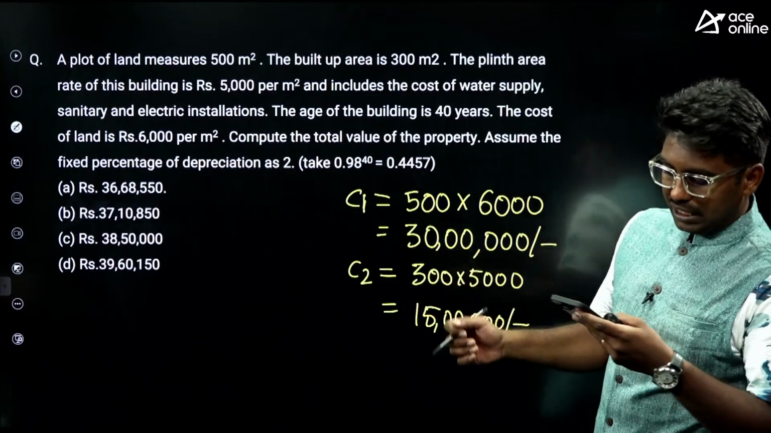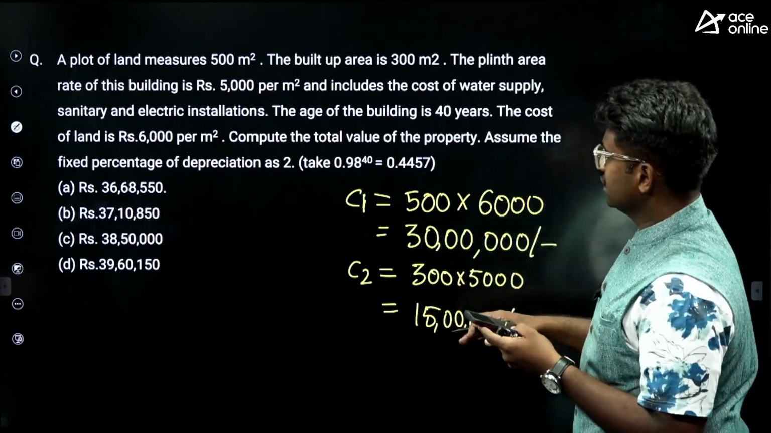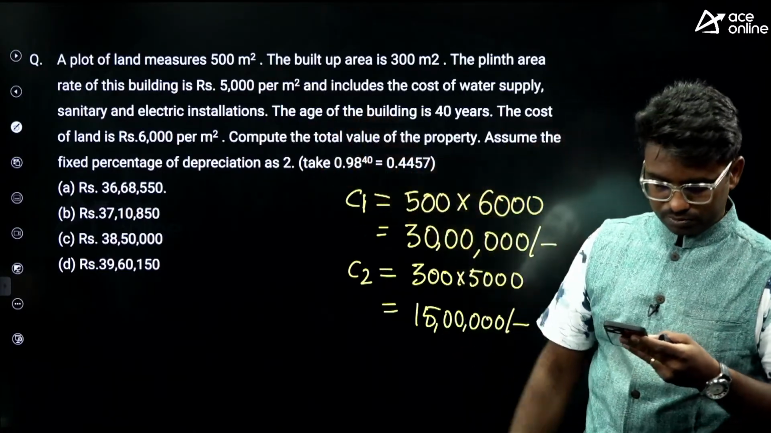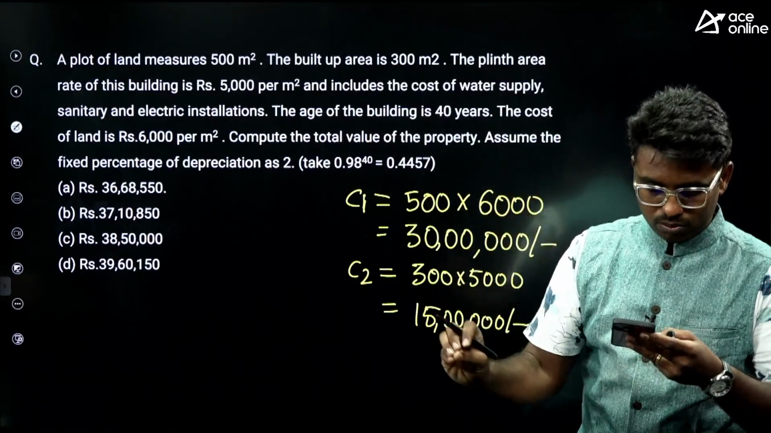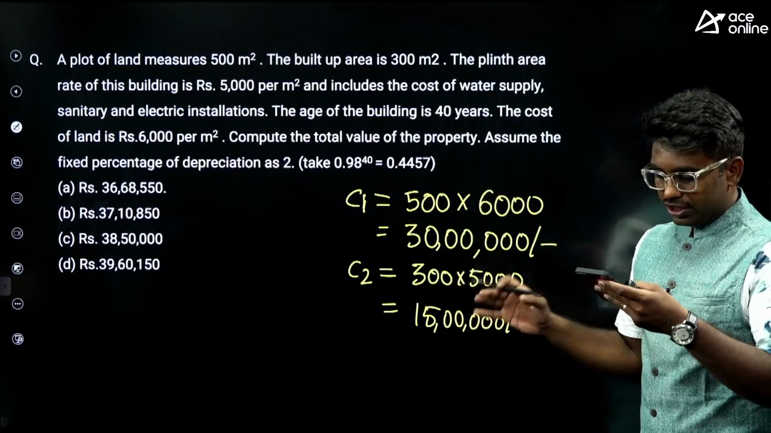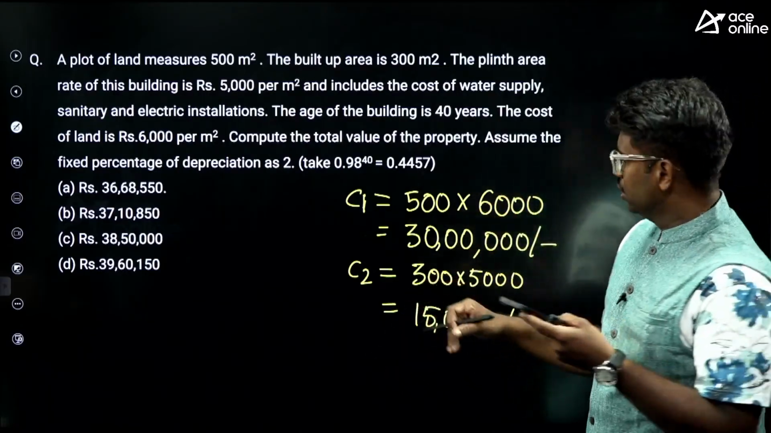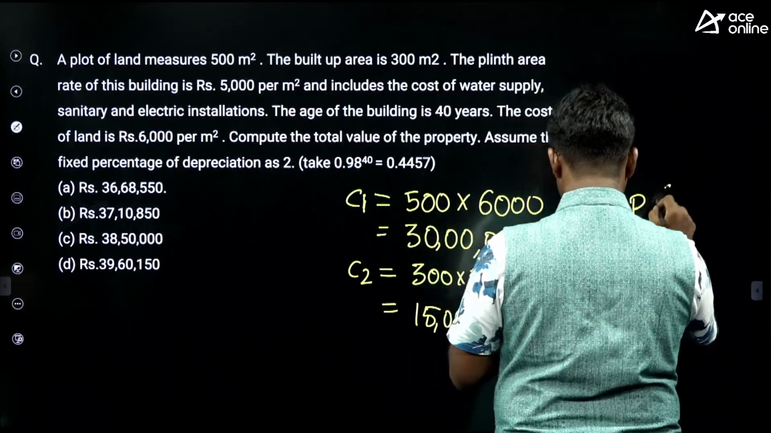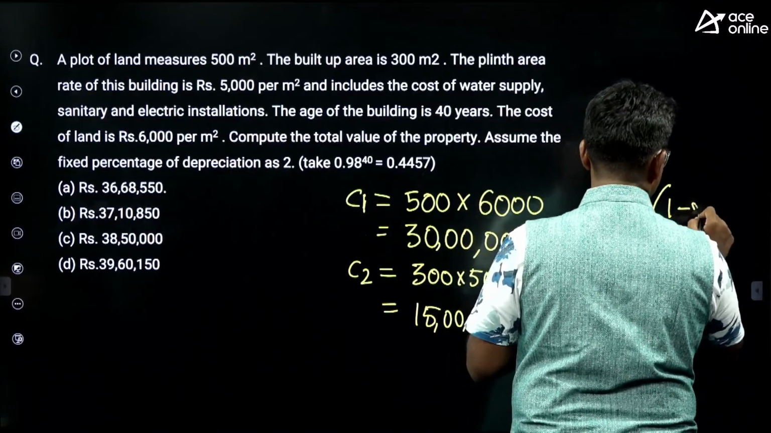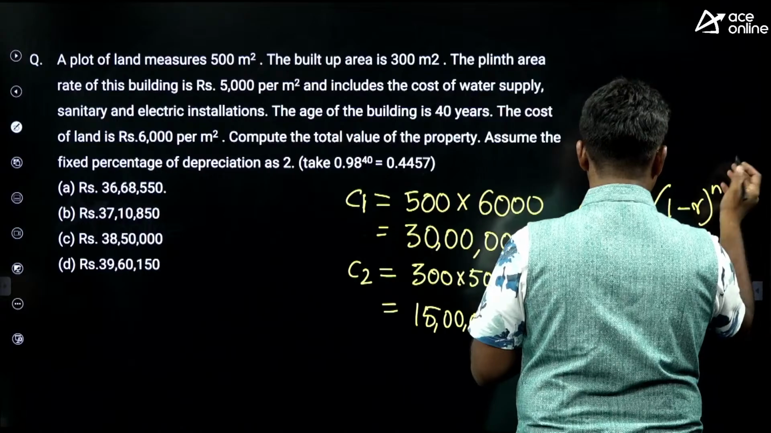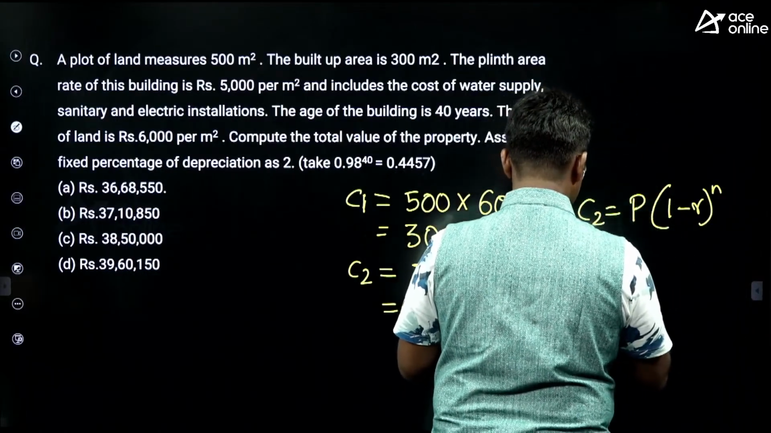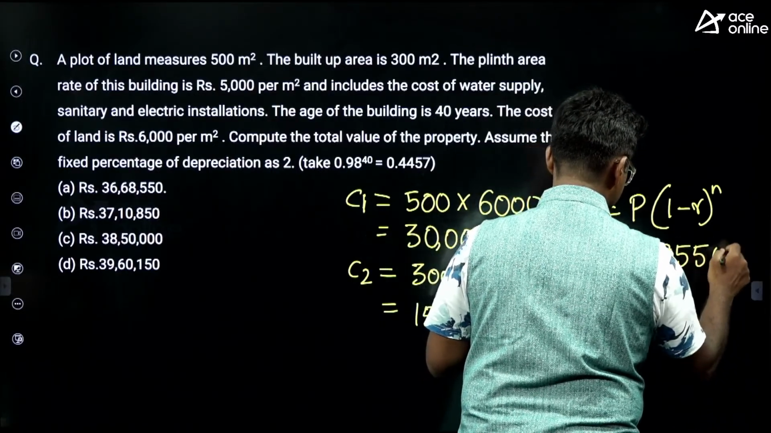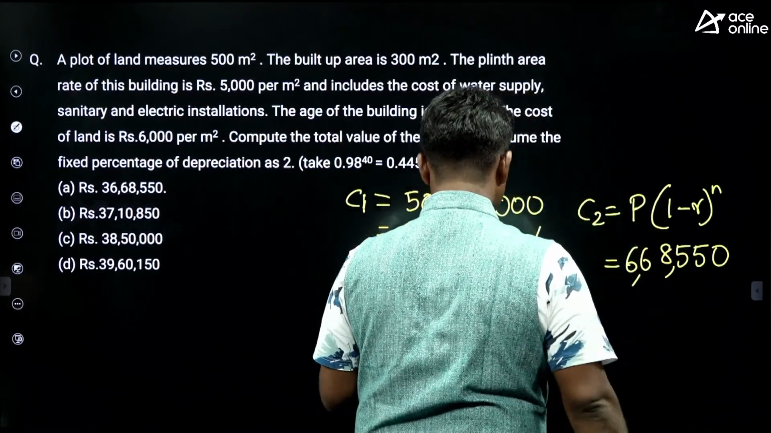Now depreciation of the building. What is it asking? To compute the total value of the property. Assume fixed percentage as 2. He is telling to consider it as 2. So we have to find out the total cost of the property. If you find out C2, we have a formula: constant percentage multiplied by 1 minus R to the power n. If you substitute, you get a value of something around 668,550.